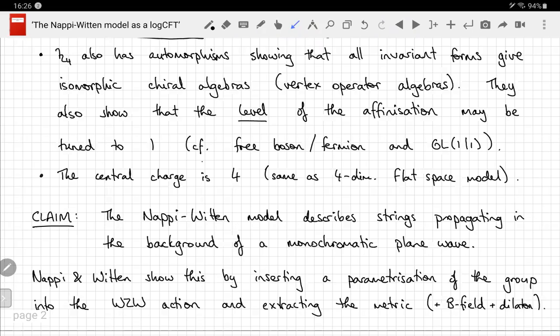And essentially, to show this, what Nappi and Witten do is they parameterize our H4 group, plug that parameterization into the Wess-Zumino-Witten action, so the standard thing that you do, and then you look at it, fiddle about with it, and extract out the effective metric. So you identify a kinetic term, figure out what the metric is. There's a B field, which is not too complicated. There's a dilaton, which I think is constant. But you extract the metric and then say, have I seen that metric before? Ah, yes, it's the metric corresponding to the background where I just have a plane wave.